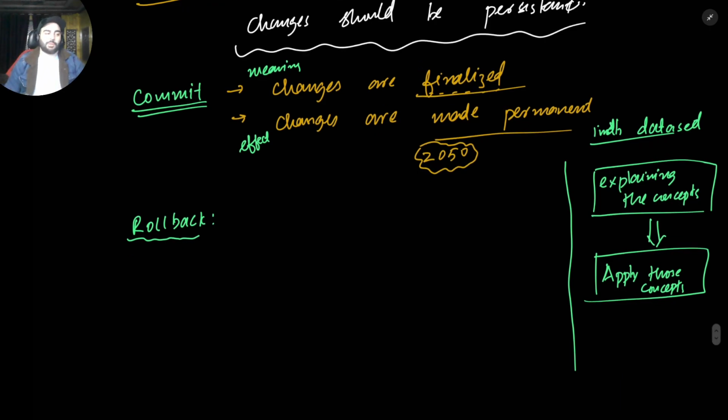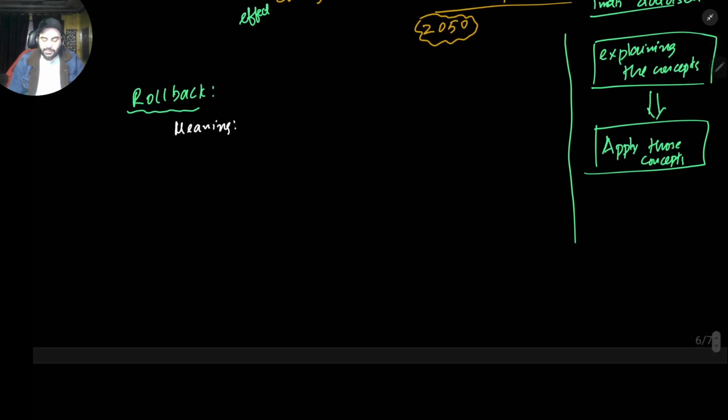So what is rollback? Let's see the meaning of rollback first, and then we'll see the effect that rollback has. The meaning of rollback is that it reverses or discards the change made within the transaction. Whenever a transaction encounters an error or fails at some point, it reverses the effect. So the meaning is that it reverses or discards the change.